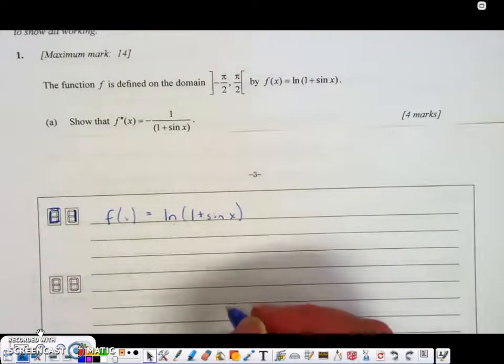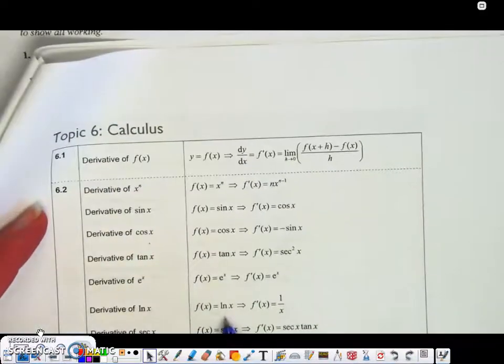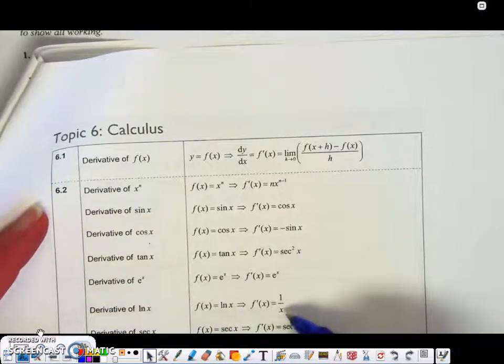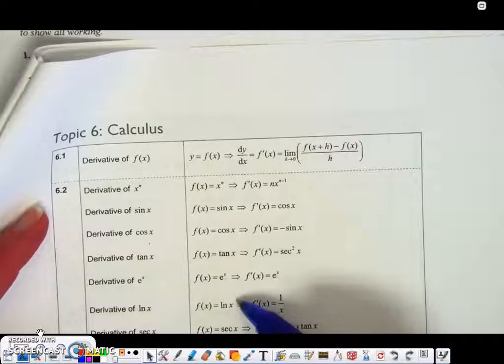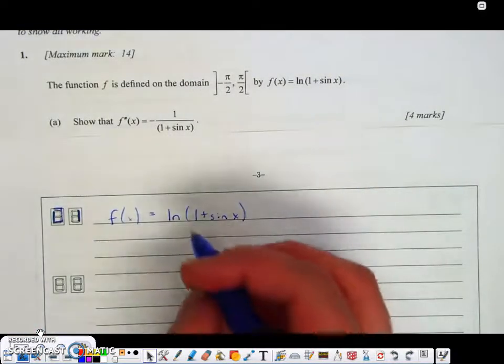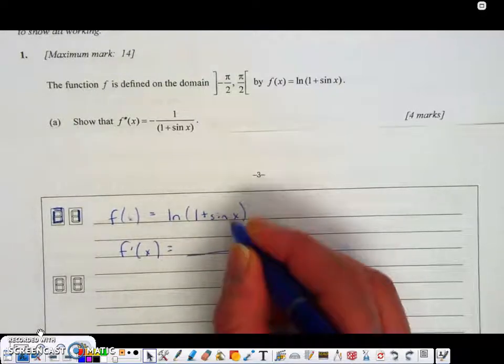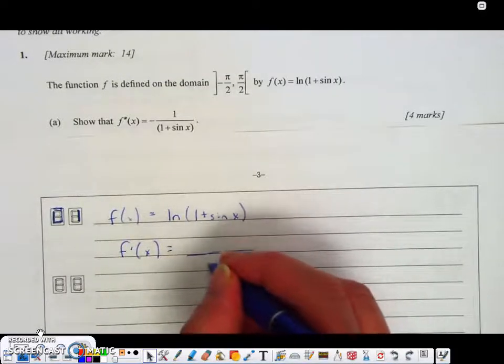If for any reason you forgot how to take the derivative of a natural log, remember it is on your formula sheet. So the derivative of natural log of x is 1 over x, but remember if what you're taking the natural log of is anything other than x, you have to use chain rule and say times the derivative of that. Okay, so times the derivative of that denominator.